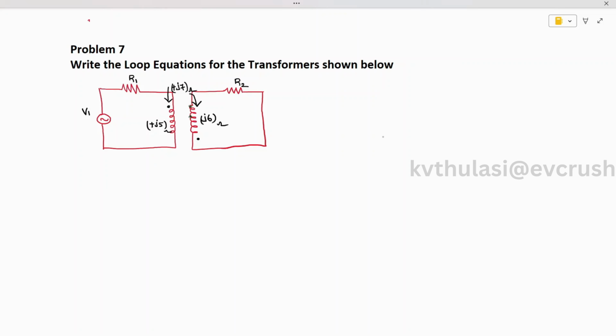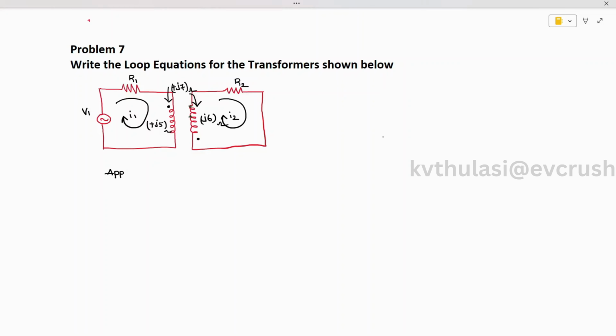Okay. So now let's try to write down. I am assuming the current in this branch is flowing in the direction that has been marked, and here also I am assuming the current is flowing in this direction. So these are the two currents flowing as per my direction mark. Now let's try to write down. So now try to apply KVL.